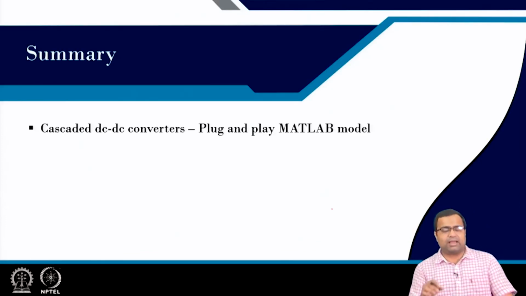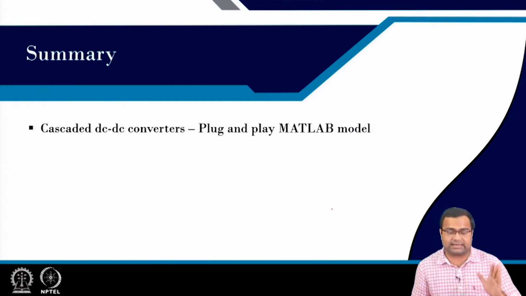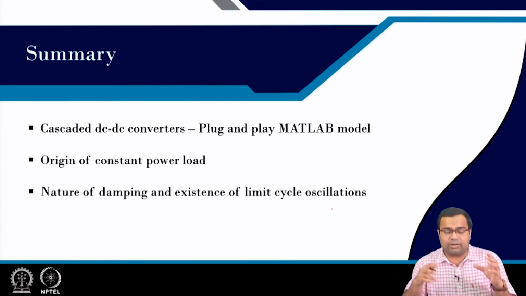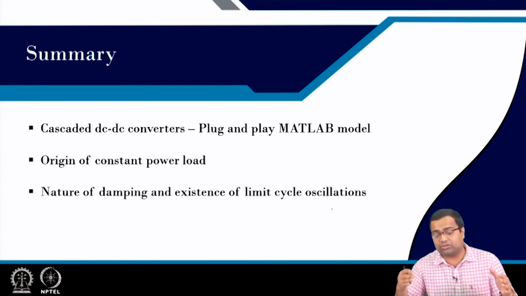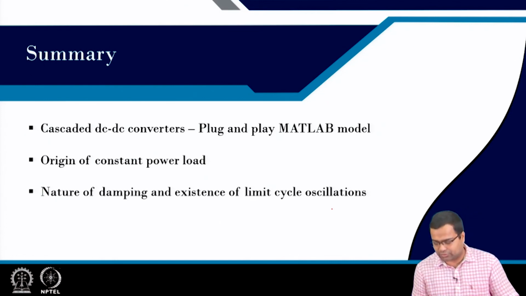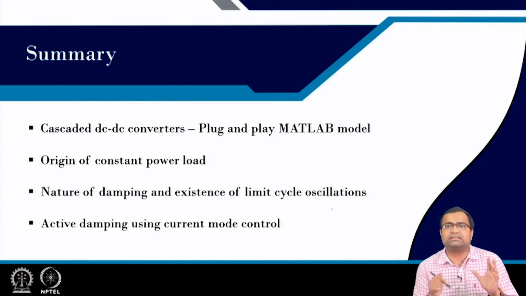So, in summary, we have discussed cascaded DC-DC converters, and we have used our plug and play MATLAB model to create a cascaded converter from our individual DC-DC converters. We have also discussed the origin of constant power load, and we have also discussed the nature of damping and the existence of limit cycle oscillation, whether it is an unstable open loop system, that we have also discussed, and some possibility of limit cycle oscillation also we have discussed. And we have also discussed that the active damping by current mode control can be used to stabilize the overall system.